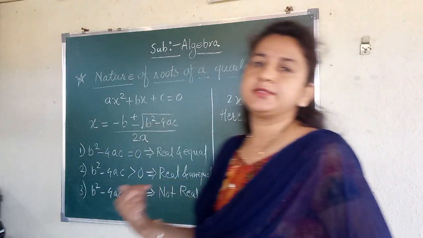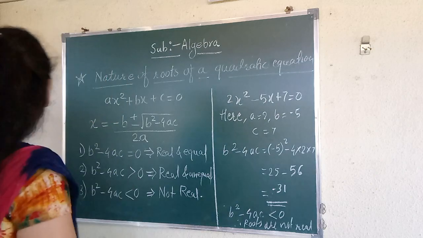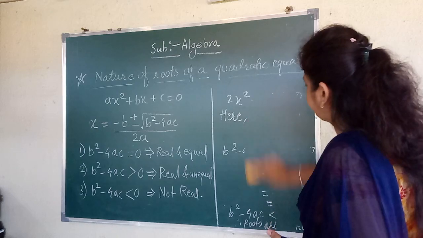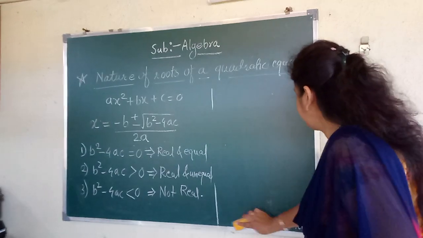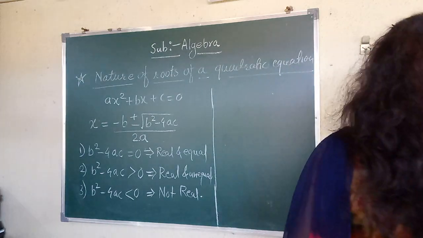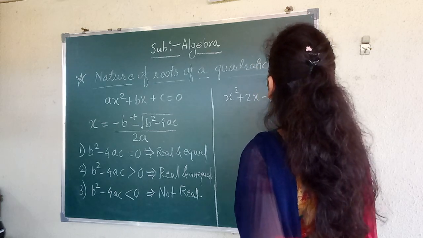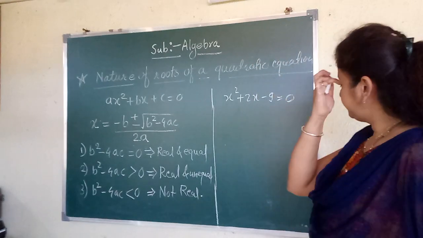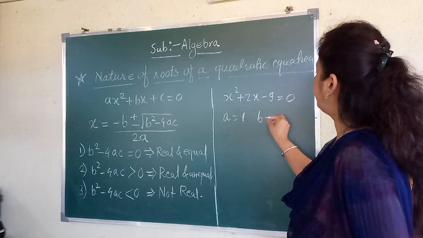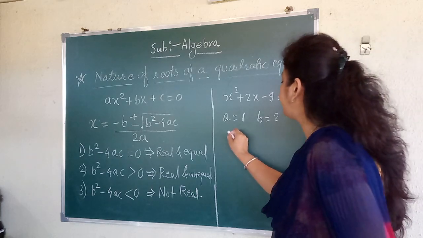Did you understand this? One more example I will take here. x square plus 2x minus 9 is equal to 0. Here a is equal to 1, b is equal to 2 and c is equal to negative 9. We can find b square minus 4ac.